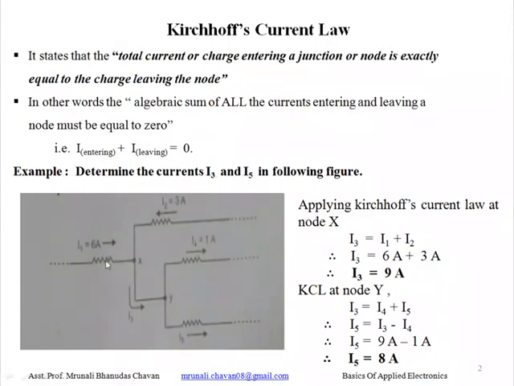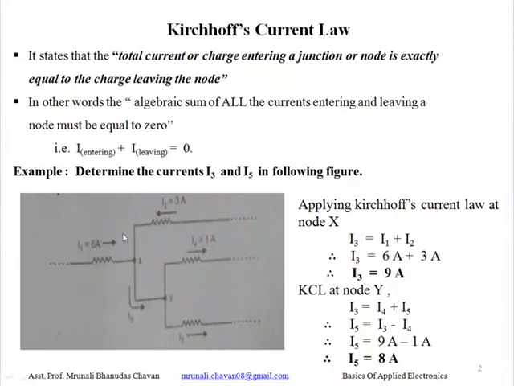If we look in this figure, we can see I1, I2, I3, I4, I5, 5 currents are there. In that, I1, I2 are the incoming currents at node X, while I3 is the leaving current from the node X. And if we see at node Y, I3 is the incoming current and I4 and I5 are the outgoing or leaving currents of the same node.